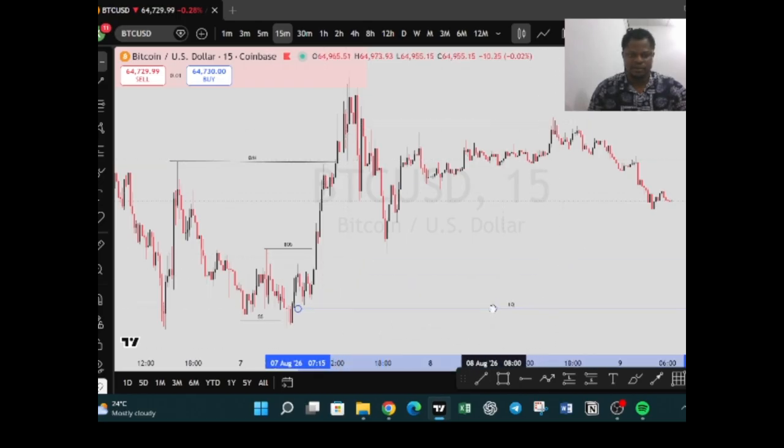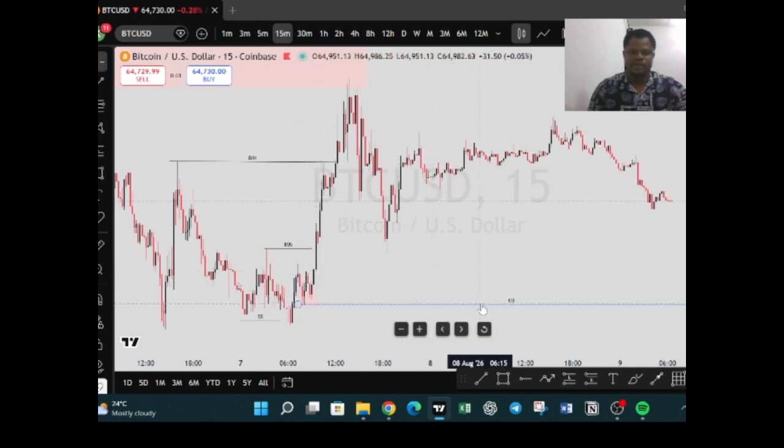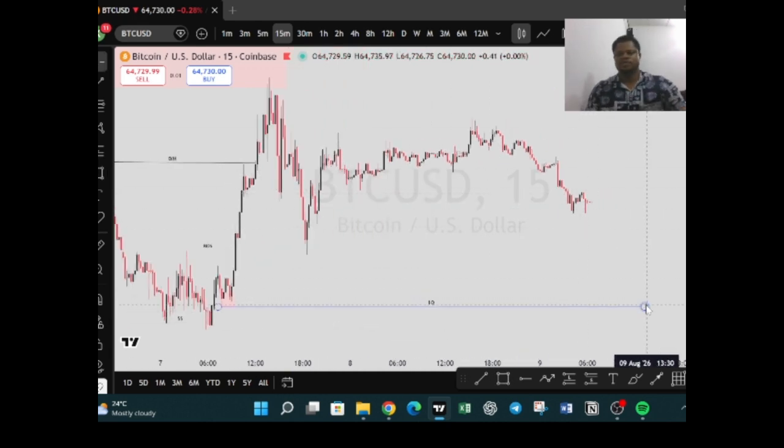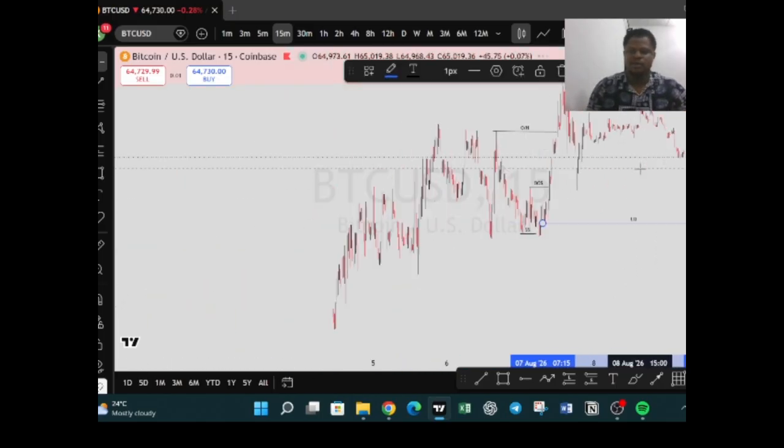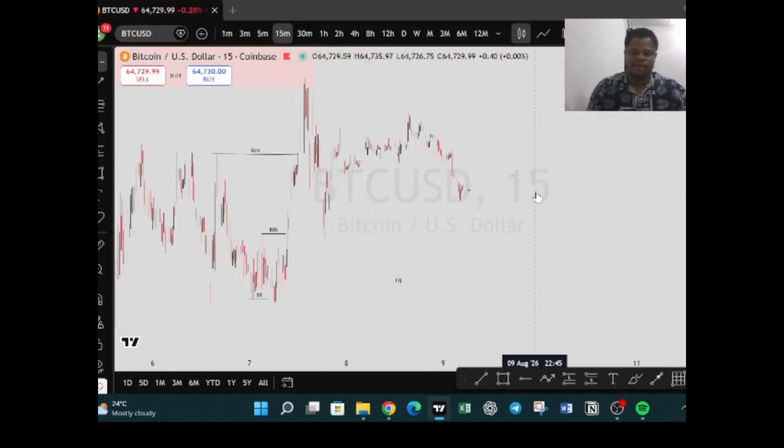That is where they were trapped. So because of that trap, this is where my liquidity is. So I'm looking at Bitcoin selling up to this point here. If Bitcoin can sell up to this point, I'm going to buy from here. So let me show you my trade ID on Bitcoin.